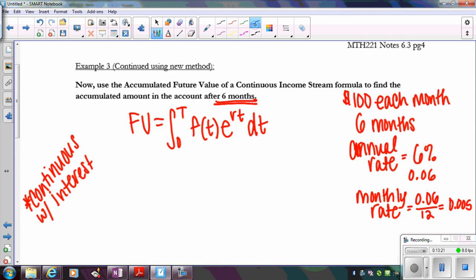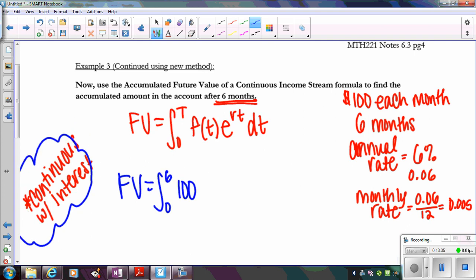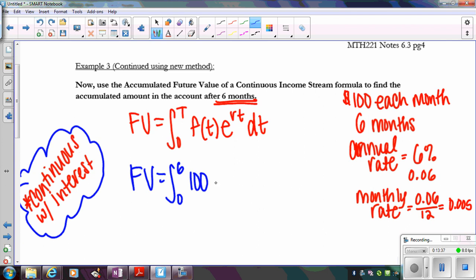So let's go ahead and start plugging in. Remember, this is a continuous with interest problem. My time period here for the saving is 6 months. So from 0 to 6 months, I'm doing $100 each month. One important thing here is that you want to make sure that all your units are the same. So if you're talking about 6 months, well then the deposit has to be monthly. It can't be yearly. So you might have to adjust that just to make sure that it makes sense. So just keep that in mind. And then e, my rate is 0.005. And t I'm going to leave, because that's going to be my variable for integration.